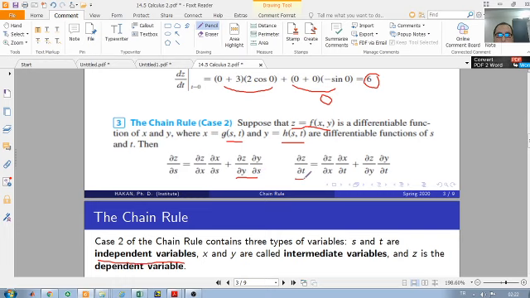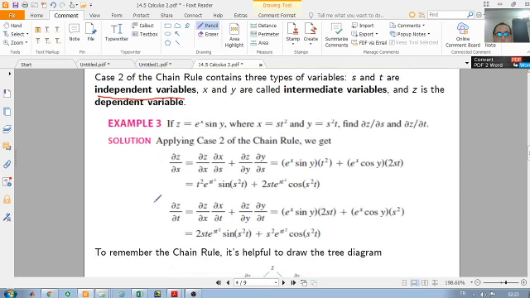Similarly, the partial derivative of z with respect to t can be found by using the second case of the chain rule. The partial derivative with respect to x times the derivative of x with respect to t, plus the partial derivative with respect to y times the derivative of y with respect to t. x and y are called intermediate variables, z is the dependent variable, s and t are independent variables.